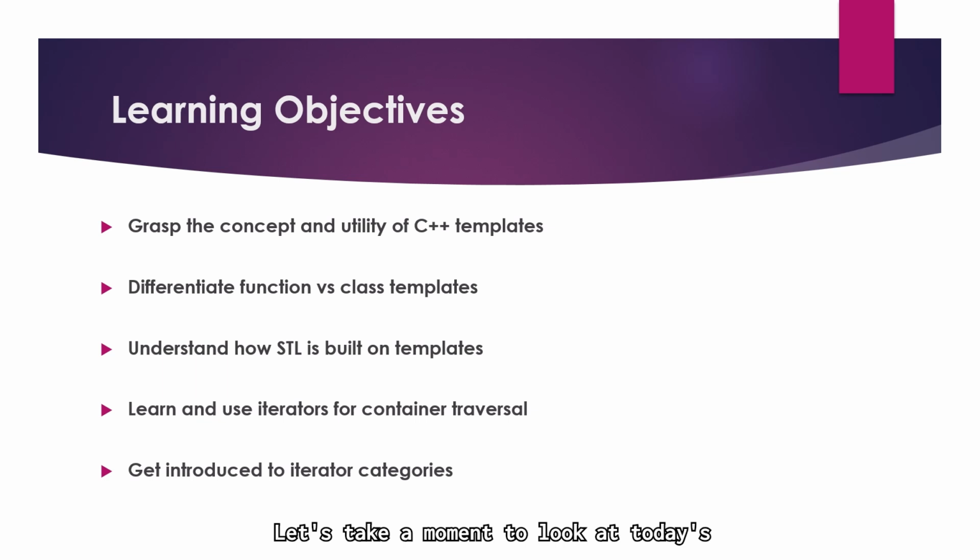Let's take a moment to look at today's learning objectives. First, we will gain a solid understanding of what templates are and why they matter in C++. We will compare function templates to class templates and see where each is used. Next, we will discover how STL is fundamentally built on the idea of templates. Without them, generic containers like vector<int> or map<string, int> would not exist. Then we will dive into iterators, powerful tools that allow us to navigate through STL containers efficiently. Finally, we will go beyond basic syntax and examine different types of iterators: input, output, forward, bidirectional, and random access. Understanding these categories will make us a more flexible and efficient programmer.